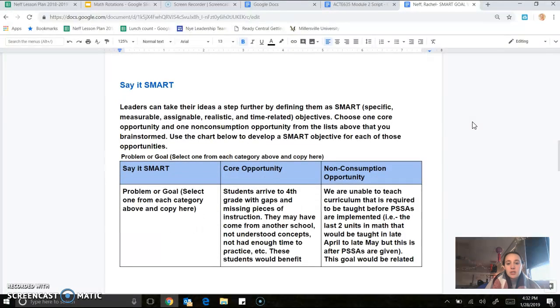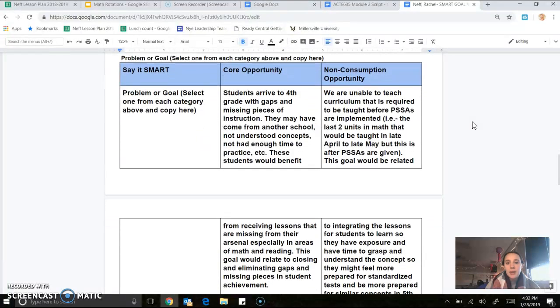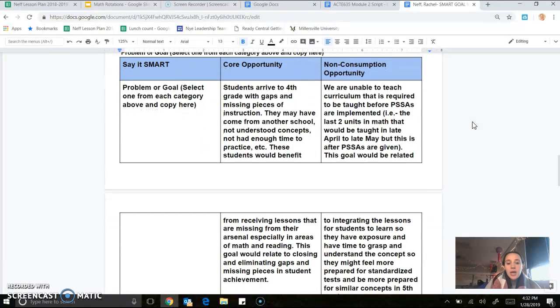Now, coming down to creating the SMART goal, what I did was I chose my core opportunity and my non-consumption opportunity. What I came up with for my core was filling in the gaps and missing pieces of instruction, because even though some students are at a higher learning level, they are still arriving to me with some gaps and missing pieces, and this could greatly affect them later on with school. So I chose that for my core opportunity.